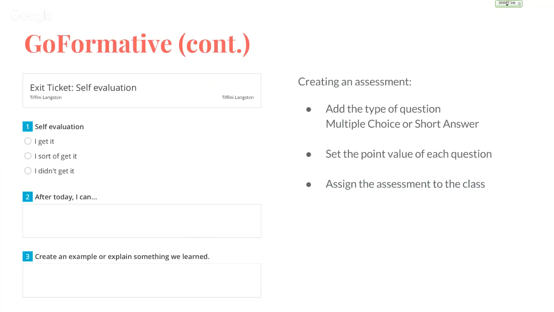Okay. Go Formative. So the next slide I have is just an example of what the self-evaluation looks like. I think we always should keep our students in check, and what are they doing in a class? Make them responsible for their learning. So they can say they get it, they sort of get it, they didn't get it, and then they can tell you what they can and cannot do at this point. And then also in number 3, it says create an example or explain something we learned. They decide and can let you know what they've learned for the class that day.